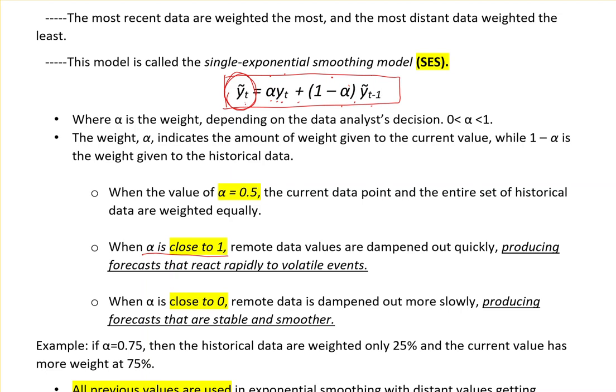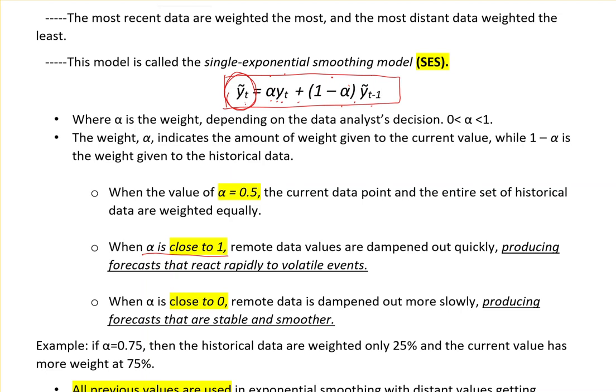Then that means producing forecasts that react rapidly to volatile events. What does that mean? If you have a rapid change at some point and alpha is closer to 1, your prediction will be very sensitive to this rapid change.